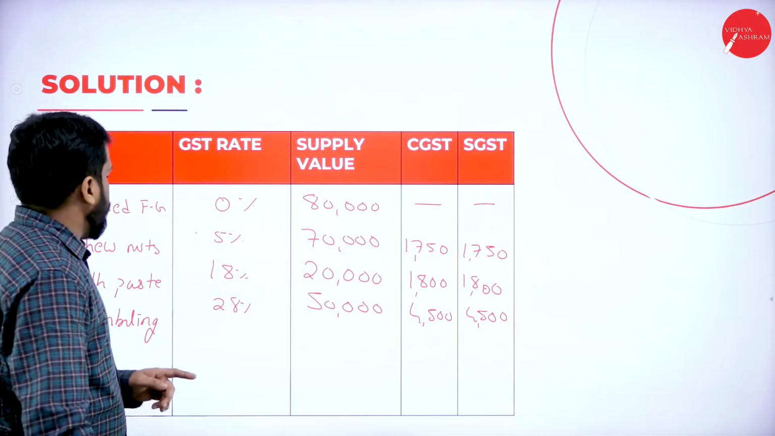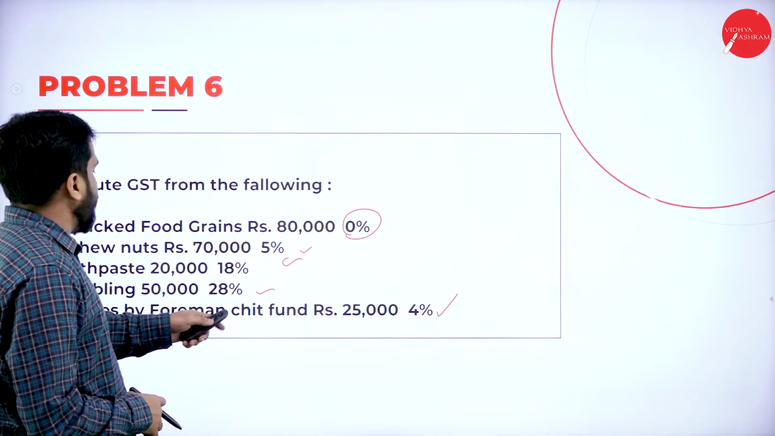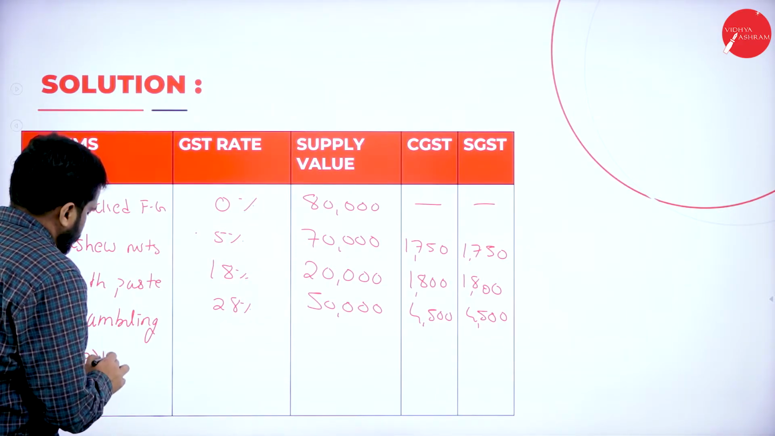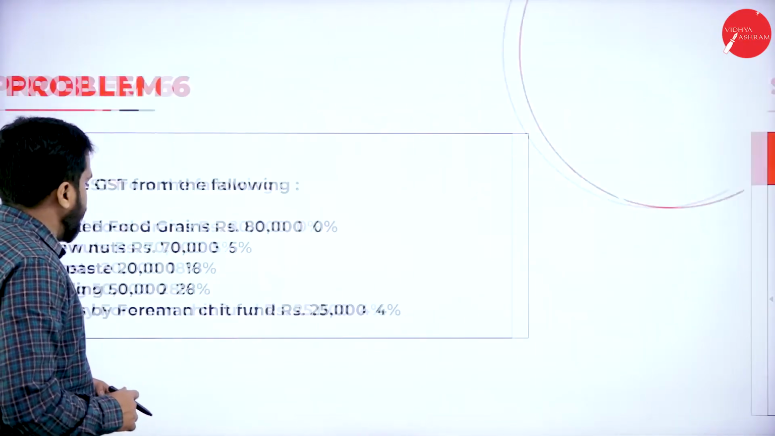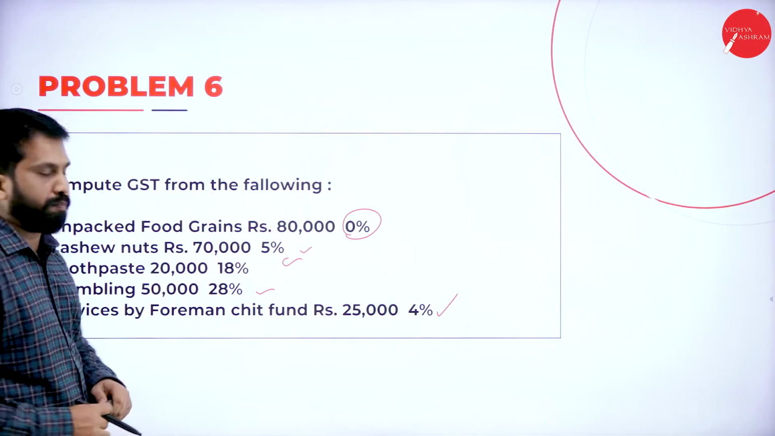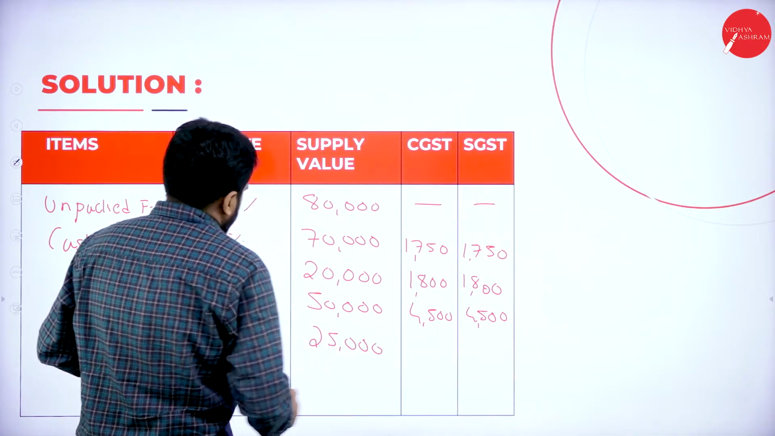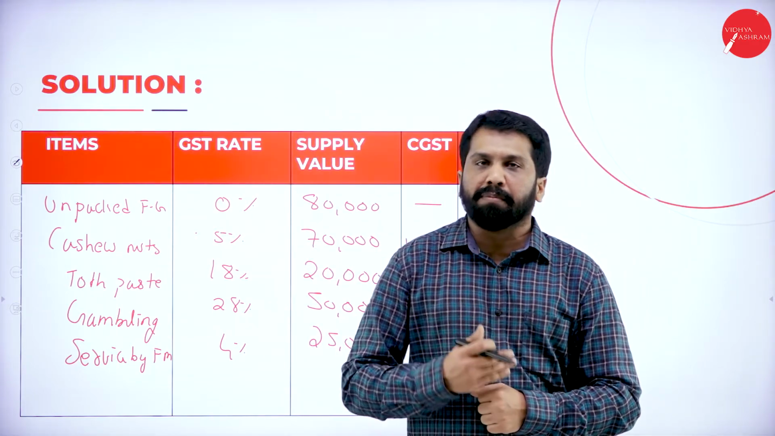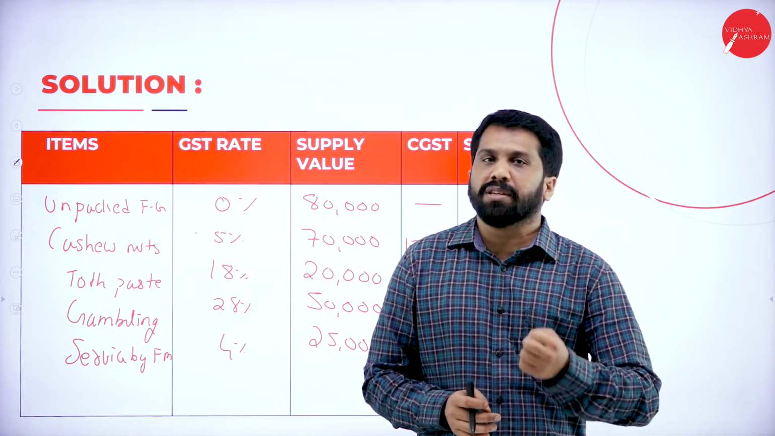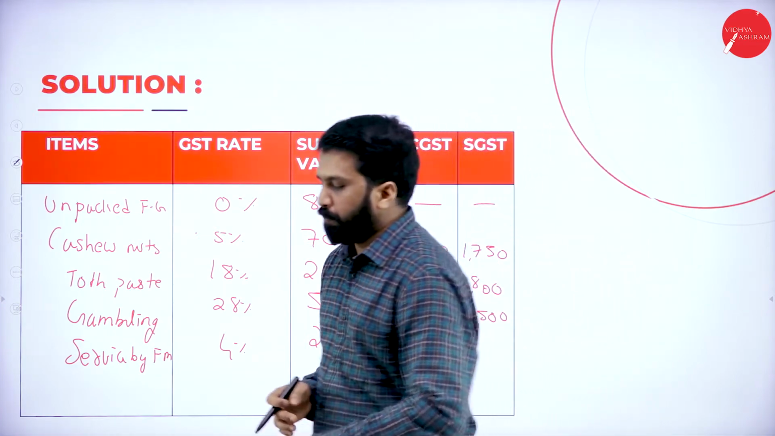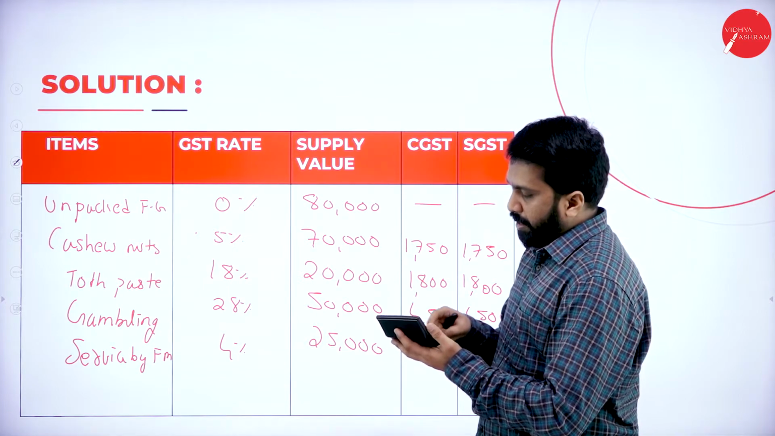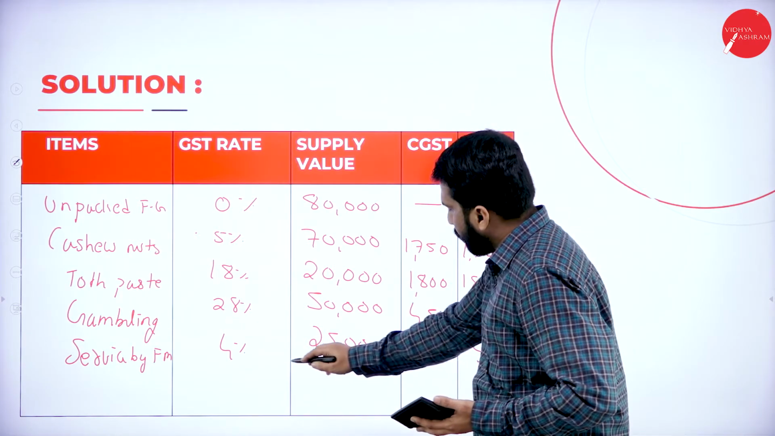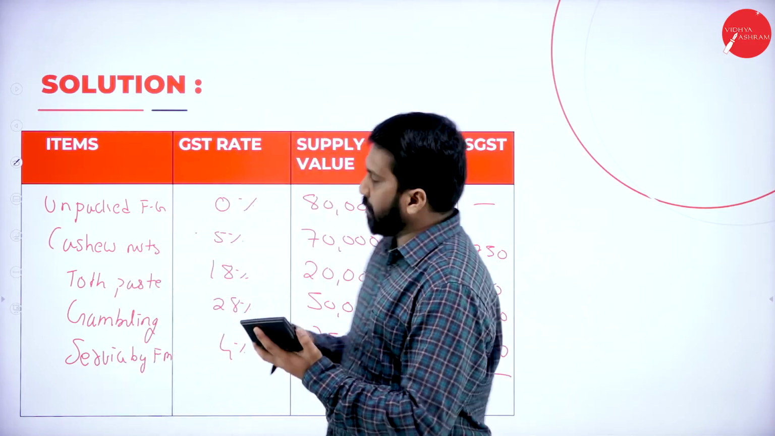Hope you are clear. Now, once it is done, next, service by foreman, F-O-R-E-M-A-N. How much is the value? Value is 25,000 and 4%. So what do you mean by foreman? Foreman is nothing but the leader. If there is a group of workers, one must lead the team. That person we call foreman, manager, leader, team leader. Now, 25,000 into 4% is 1,000, divided by 2, it will be 500 and 500. We're done with your calculation.